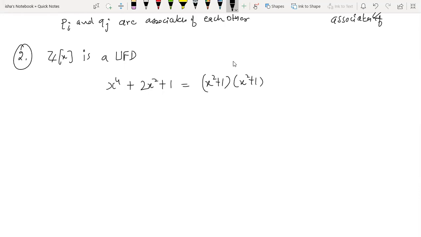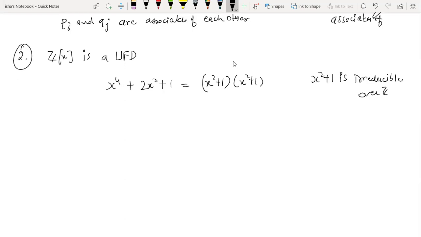So now x square plus 1, we know x square plus 1 is irreducible over Z. Everybody knows that we have done this irreducibility over polynomials, or of polynomials. So this is irreducible.